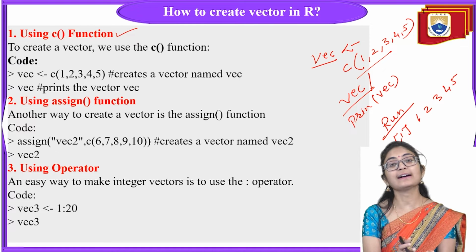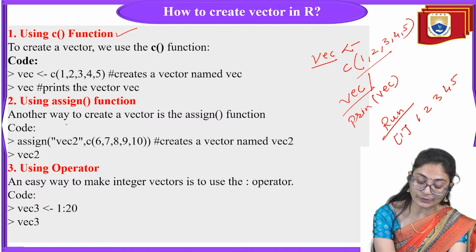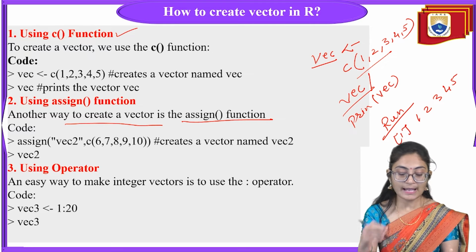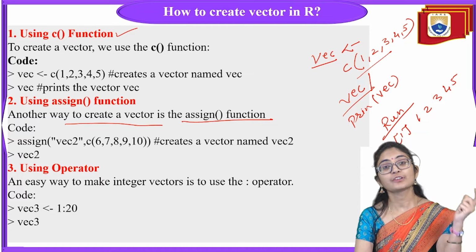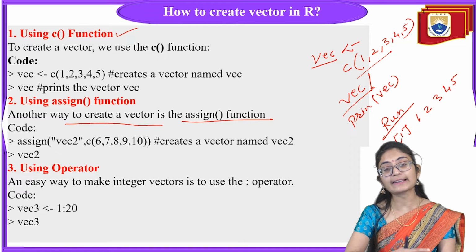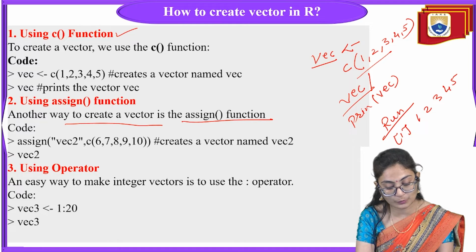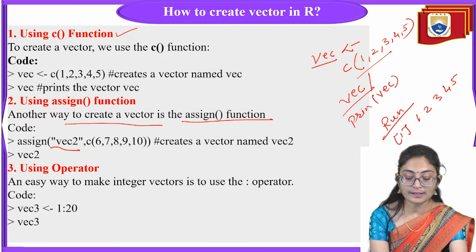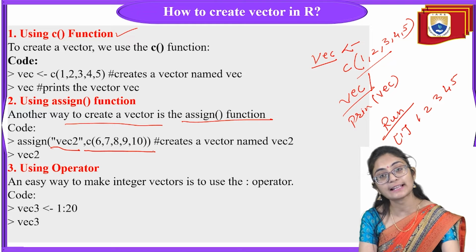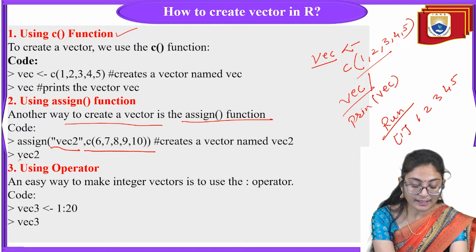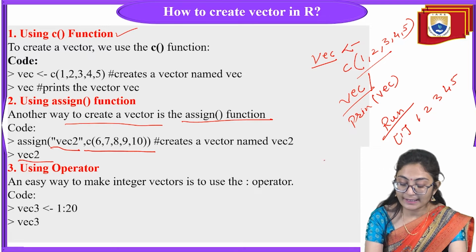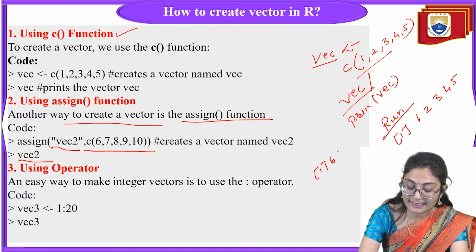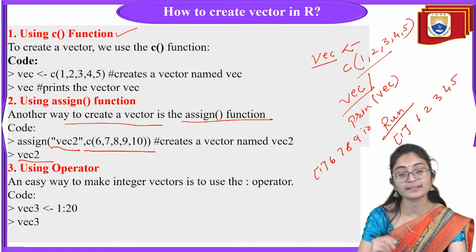Second one, using the assign function. Another way to create a vector is the assign function. When you use the assign function, you have to declare a variable name, and again you have to use the c function also. That means I used here vec2, then comma, c function 6, 7, 8, 9, 10, and after that I printed vec2. After executing, I will get the output 6, 7, 8, 9, 10.